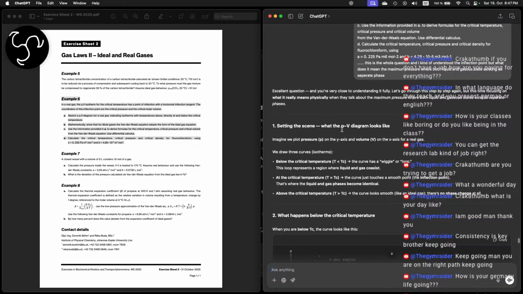Setting the scene, what the PV diagram looks like. Imagine we plot, for real gases, three curves, isotherms. Below the critical temperature, the curve has a wiggle or loop. This loop represents a region where liquid and gas coexist. At critical temperature, the curve just touches a smooth point, the inflection point.